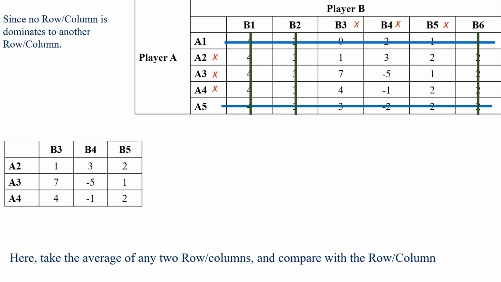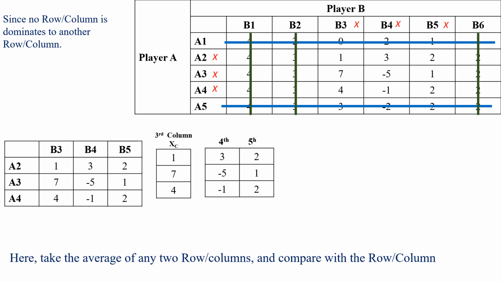So next we have to compare the third column elements with the average values of the fourth and fifth column elements. The third column elements are 1, 7, 4, and the fourth and fifth column average values are 2.5, minus 1 and 0.5. Here I have to compare. So 1 is not greater than and not equal to 2.5. So here the dominance rule is not satisfied.